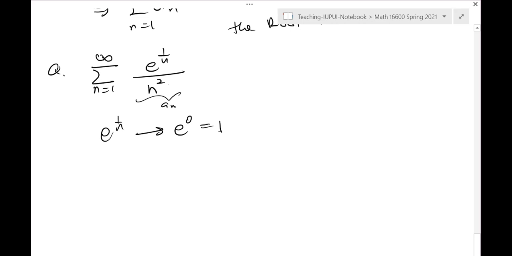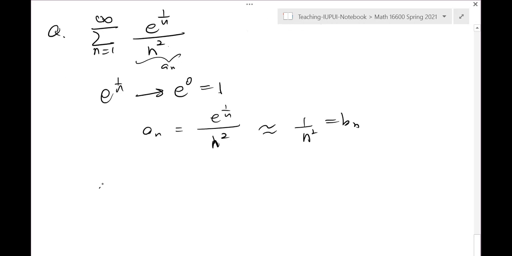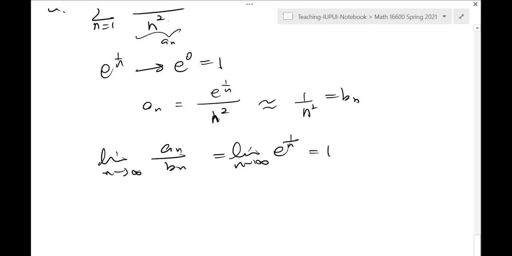So this is my a_n. So the series is almost like 1 over n squared, right? I'm going to denote it by b_n. So now you can use a limit comparison test and compare with the b_n. They all cancel out, just 1 over n left, which is 1. So by the limit comparison test, the convergence of sigma a_n and the convergence of sigma b_n are the same.